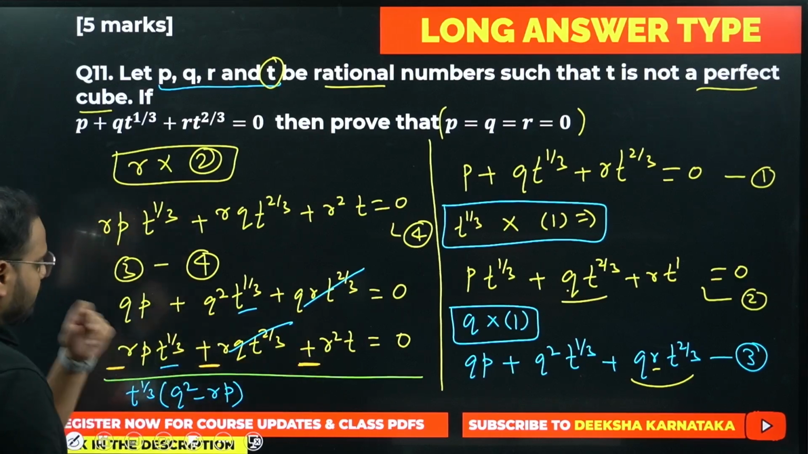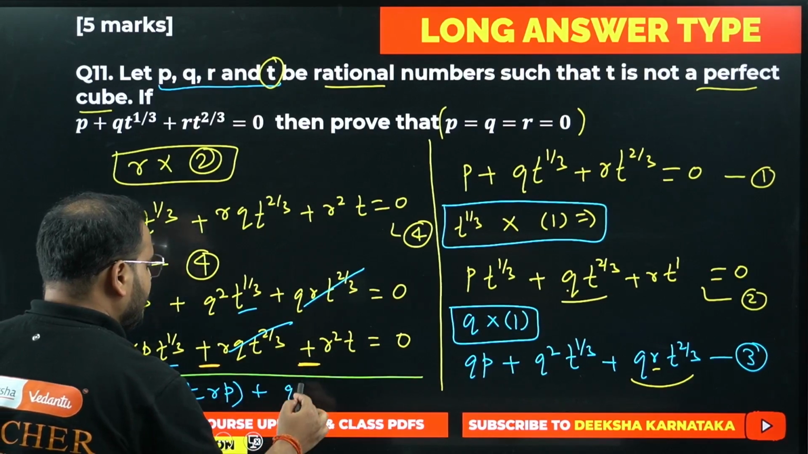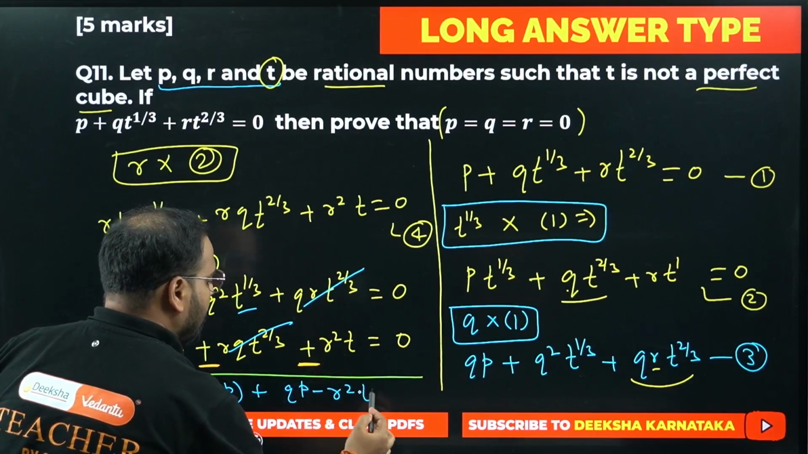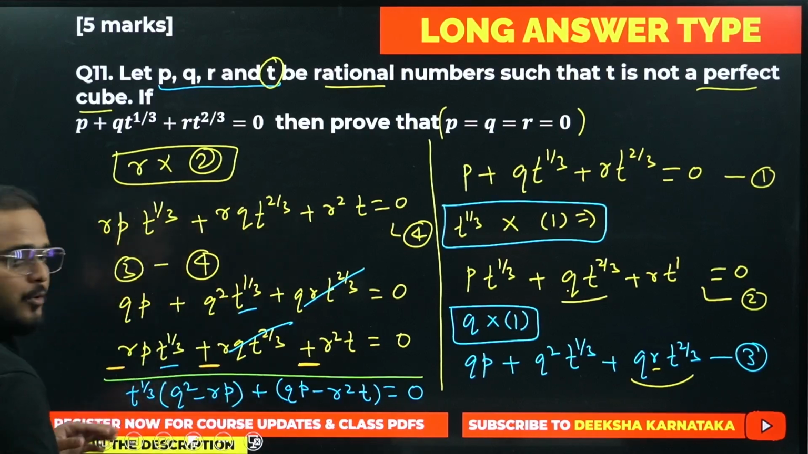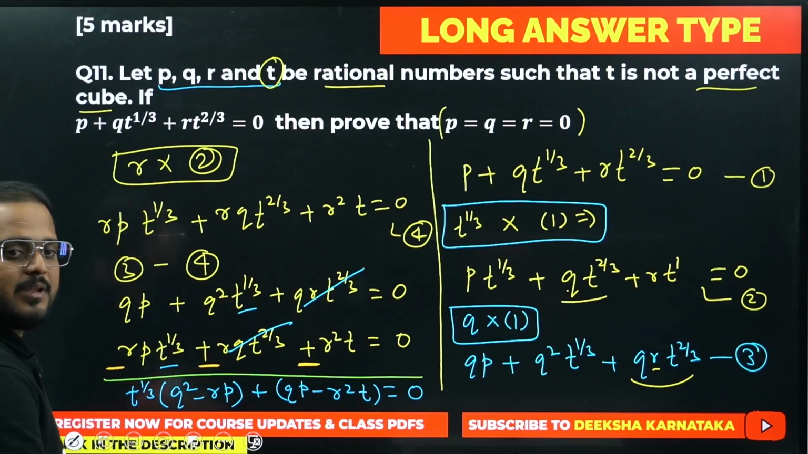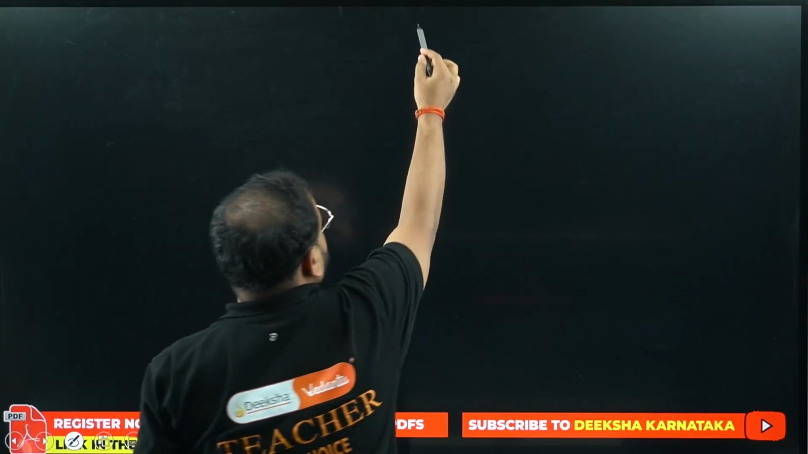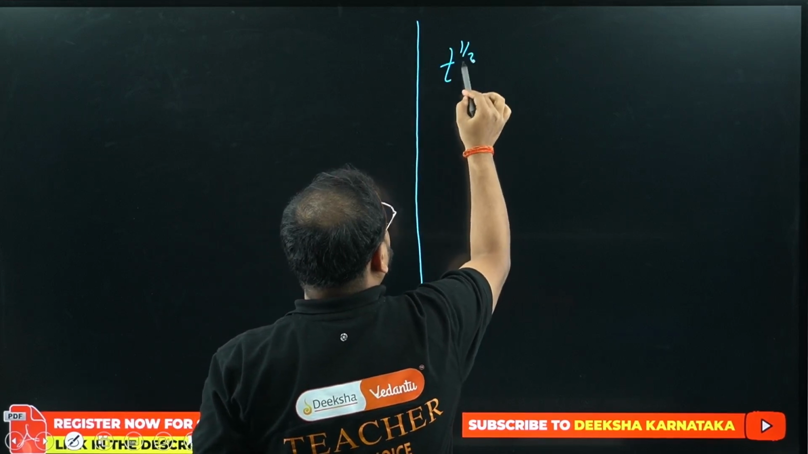Now the other term will be what? qp plus qp minus r square t equals 0. Have a look. Okay, I hope this is visible. Everything is visible. So now I'll write the same thing in the next slide. So what did I get? Let's have a look. I got this as t power 1 by 3.